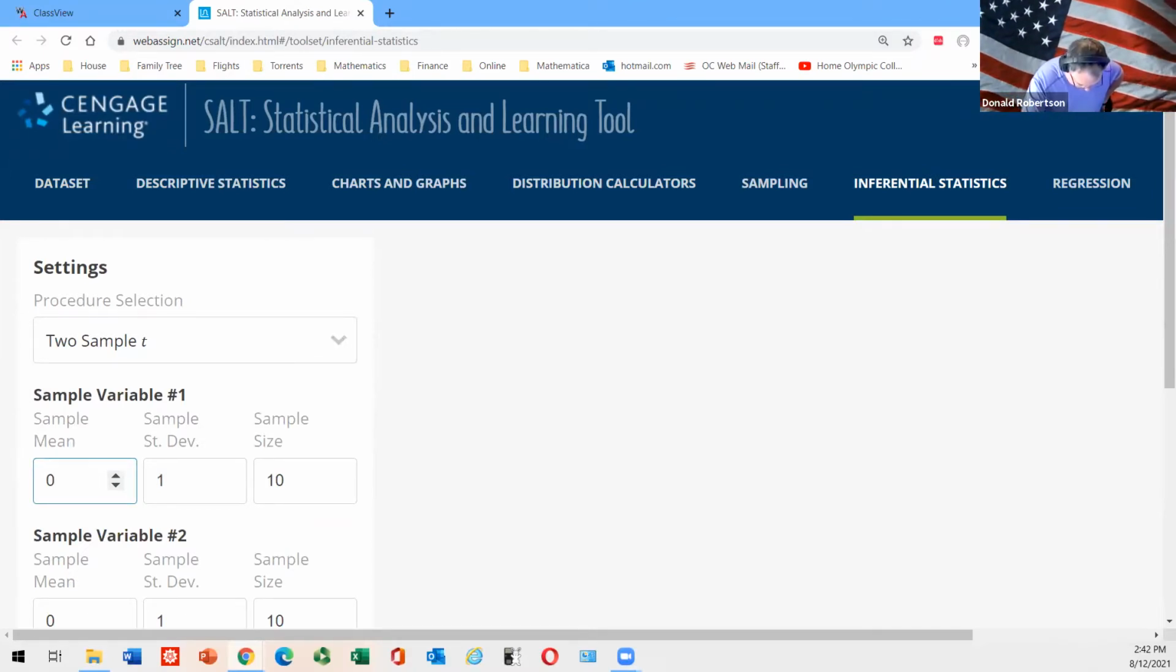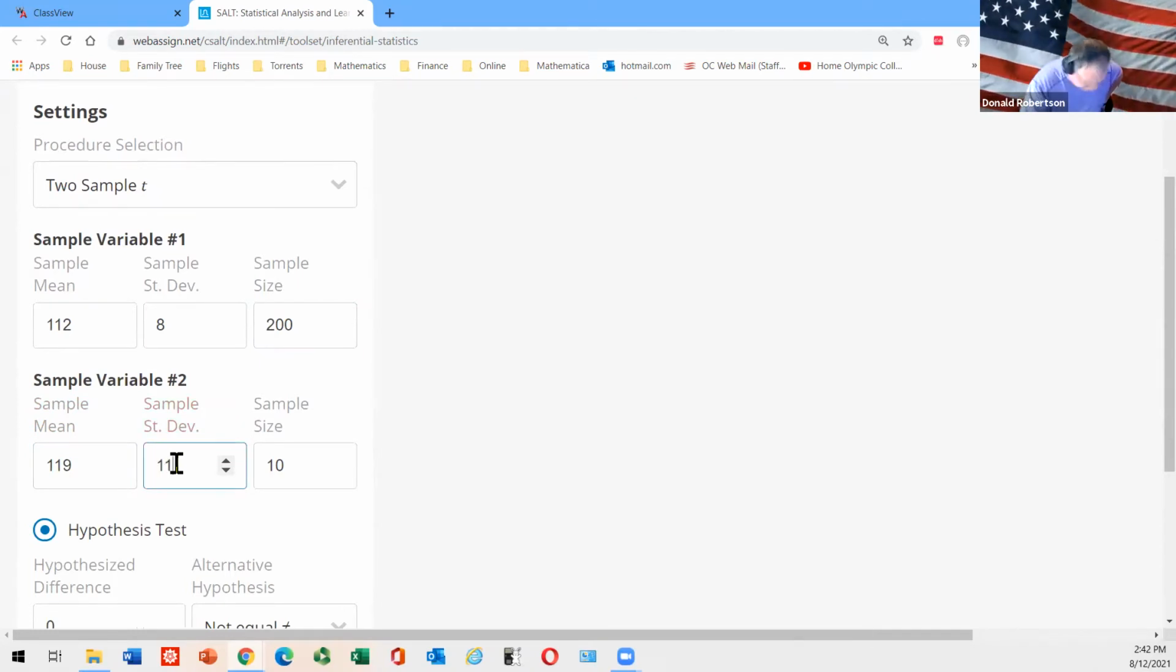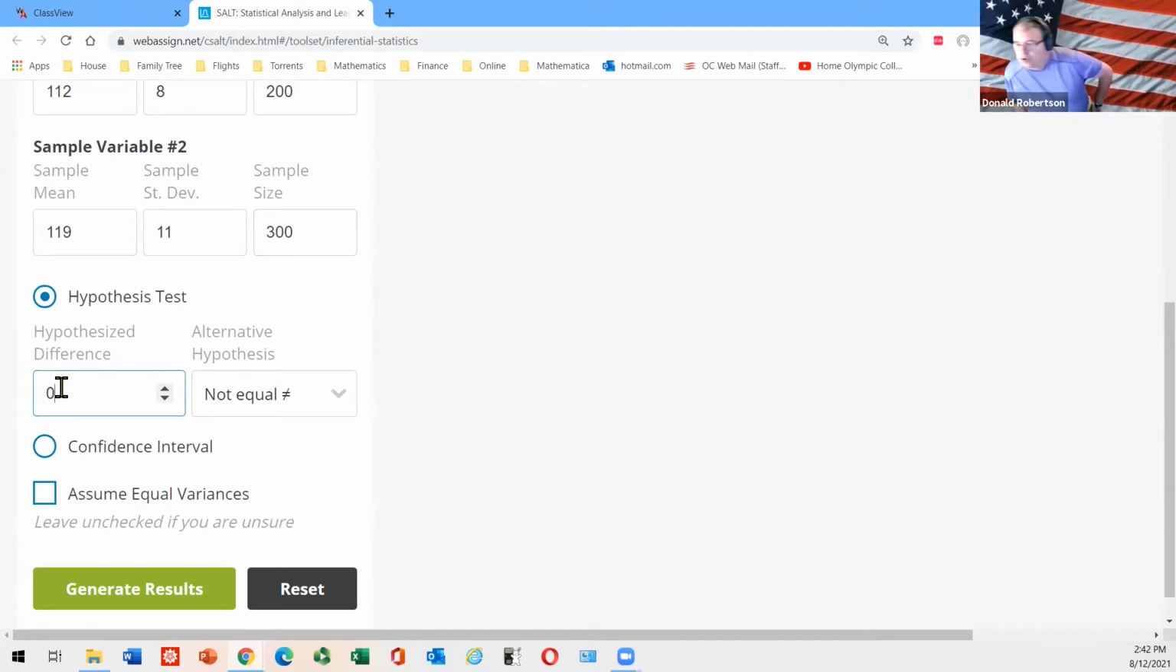The first one is going to be the Americans. So what did we know about them? They weighed on average 112. Their standard deviation was 8. And we got that by asking 200 of them. On the second one, the weight was 119, the standard deviation was 11, and the sample size was 300. Now, this number here, at least in the questions we're going to do, is always going to be 0, because that's essentially mu1 take away mu2 equals 0. So just leave that at 0.